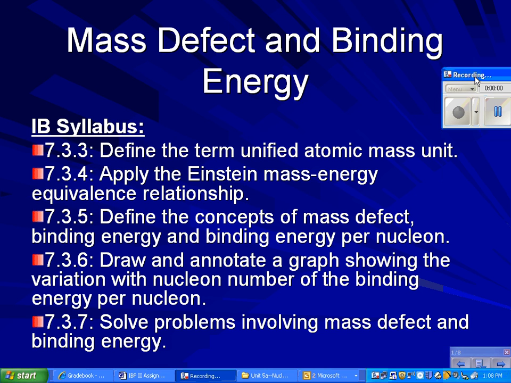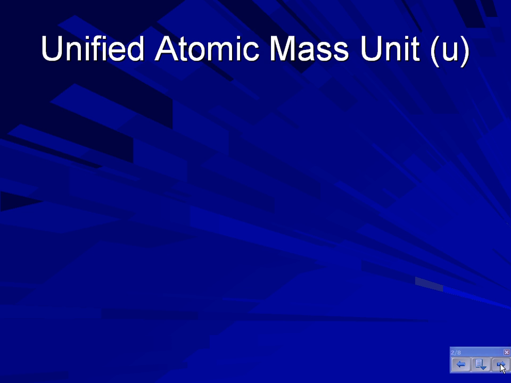You need to understand mass defect and binding energy in nuclear physics. You need to know what the atomic mass unit is, Einstein's mass-energy equivalence, mass defect, binding energy per nucleon, graphs, and problems. Okay, here we go. Let's start right now with the atomic mass unit.